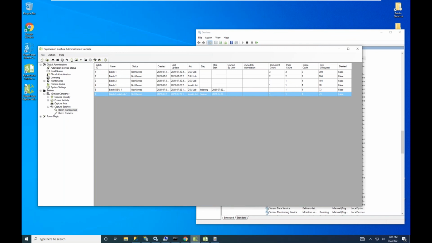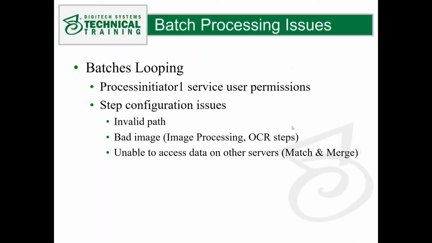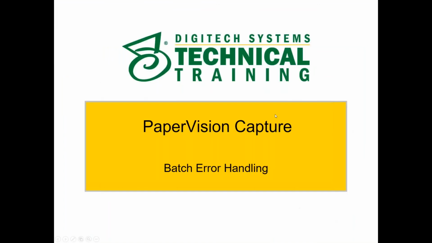So that kind of leads us into our next section. I'm going to leave that in the background to probably accumulate another 100 errors. And we're going to talk about batch error handling. This is just some preventative measures to make sure something like this does not happen.